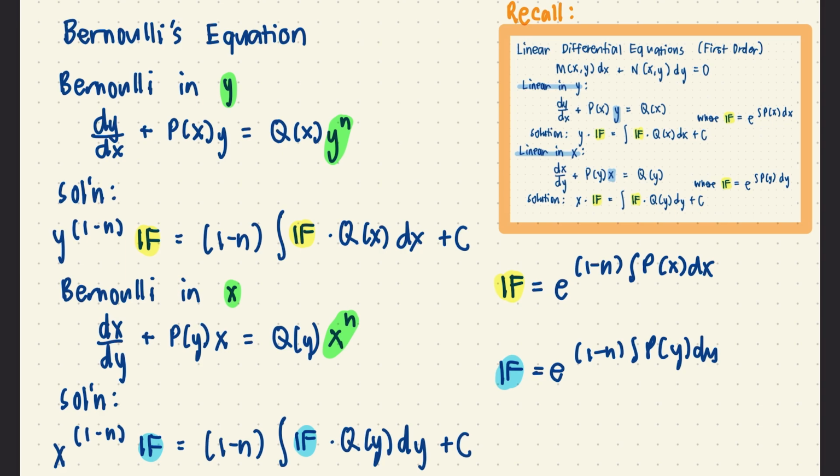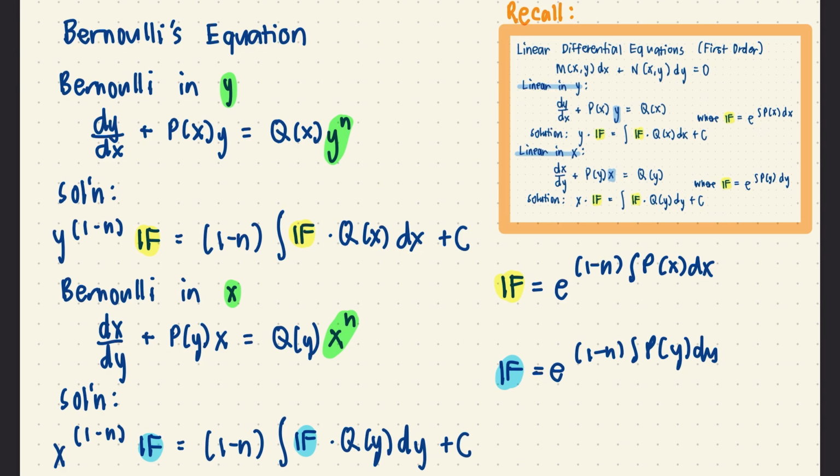So if it's Bernoulli in y, the solution will then be y raised to 1 minus n times the integrating factor is equal to 1 minus n, then the integral of the product of the integrating factor and q of x dx plus c. The integrating factor is e raised to 1 minus n, the integral of p of x dx. If it's Bernoulli in x, the variables will just switch up.